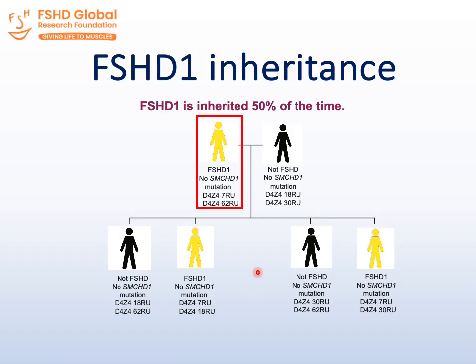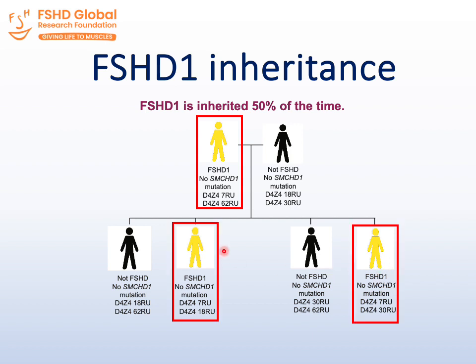Often we see this skewed a little bit, but it's like flipping a coin each time. So you could have 4 kids that are healthy, you could have 4 kids that have FSHD. Statistically, it should be 50%. These are with FSHD, and you can see, just statistically, you can have either chromosome from mom and either one from dad.